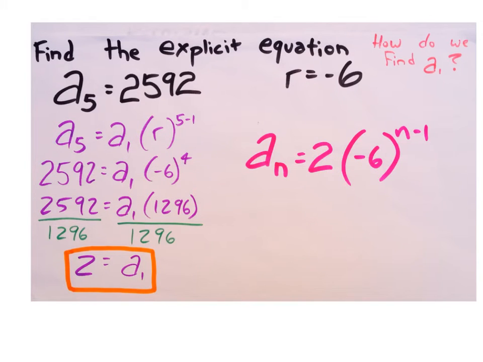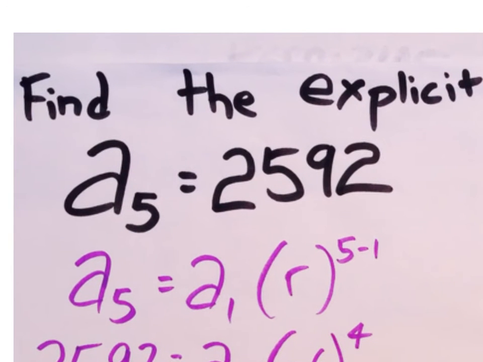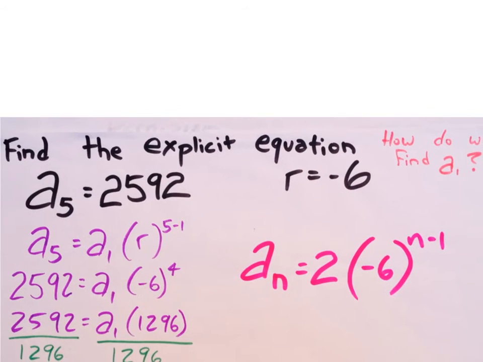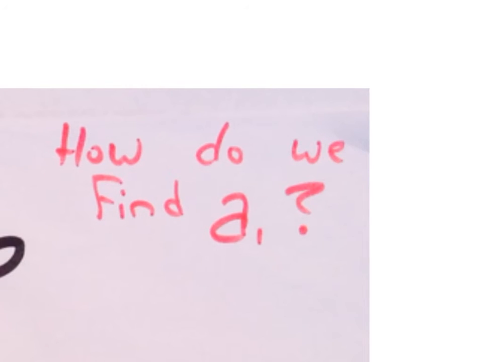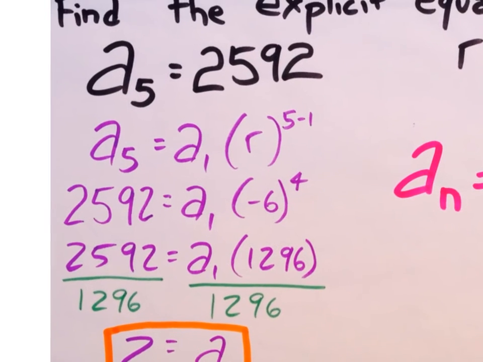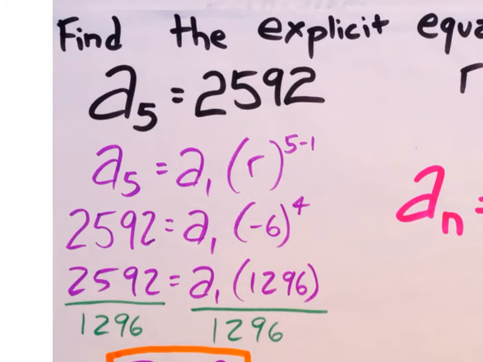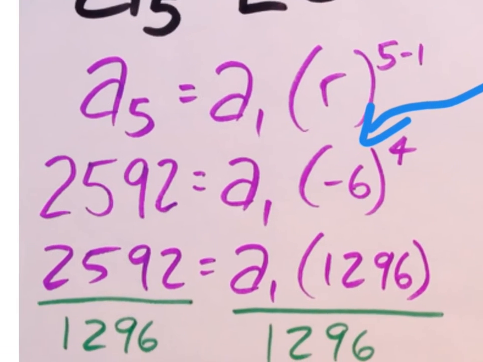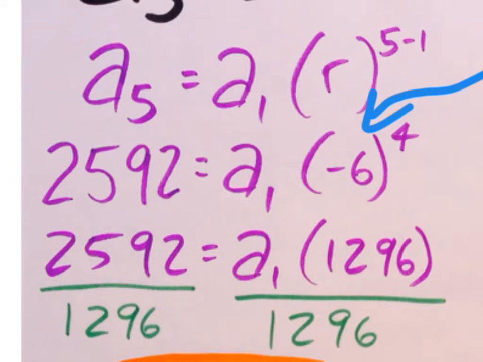What do we do, though, when the only information we're given in a sequence is the fifth term and the ratio, in this case being -6? How do we operate? Well, the first thing that we need to do is figure out what the first term is. So how do we find a sub 1? That way we can apply the explicit equation. Well, we know that the fifth term is 2,592. And we know that we don't know the first term, but we do know the ratio. So if the ratio is -6, we're going to simply plug that in right here. And we can now operate on the second stage of this problem.